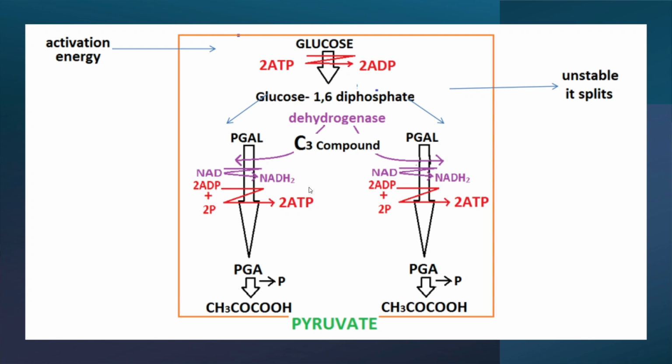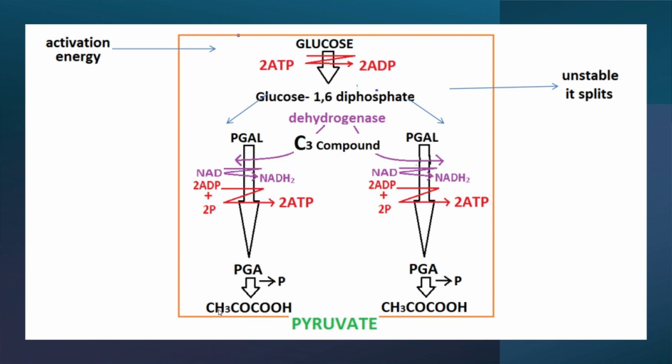Okay, so we remove 2 hydrogens, right? And now we're left with PGA. PGA is just your C3 compound with a phosphate to it. Now that PGA, the phosphate is now removed from the PGA, right? And no energy or little energy is required to remove it. And now we have a pyruvate. So in total we have 2 pyruvates.